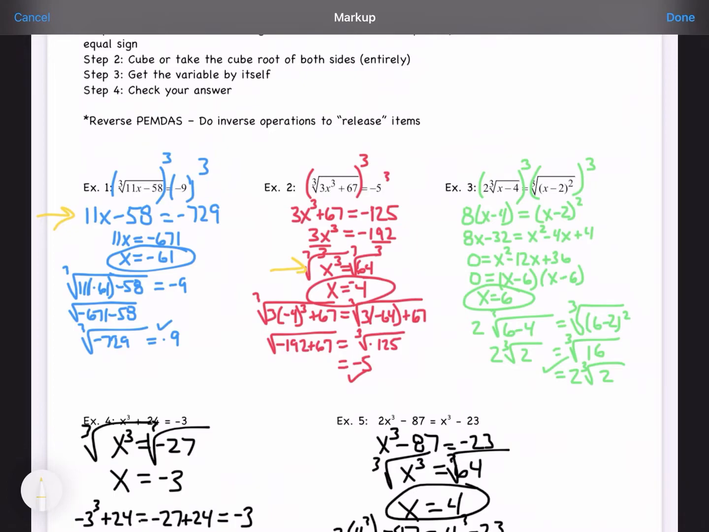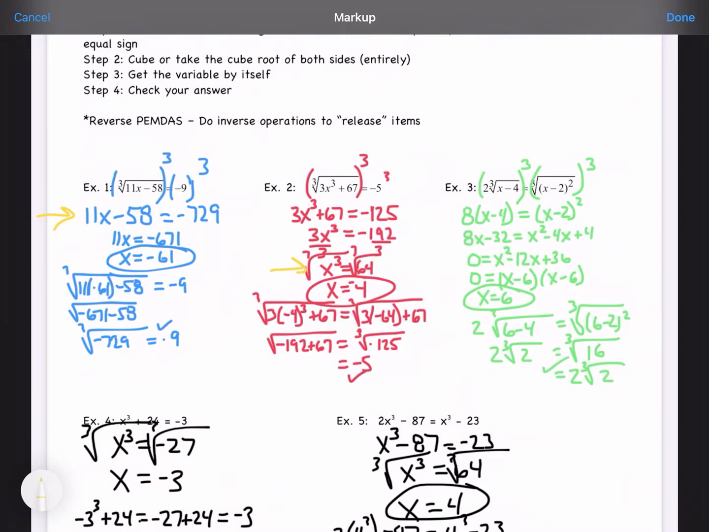The third one, the big difference here is we have a 2 out front and cube roots on either side. So there's nothing else I can do to get only cube roots involved. So what I did was cube both sides. So that gave me 8 times x minus 4 on the left and x minus 2 squared on the right. So I multiplied both sides out, so it became 8x minus 32 equals x squared minus 4x plus 4. I then subtracted 8x and added 32 to both sides, and I got x squared minus 12x plus 36.